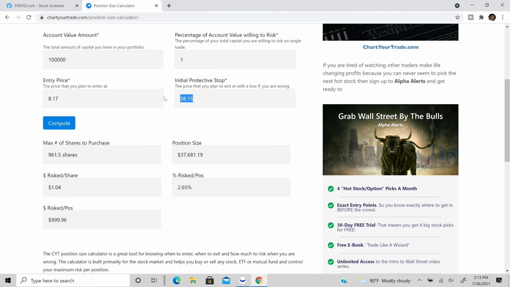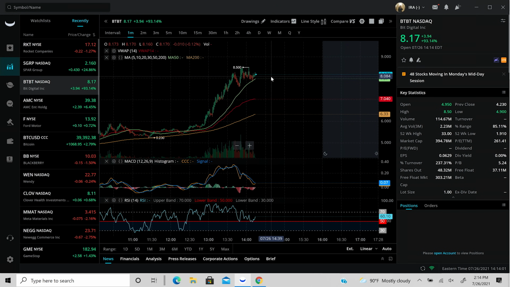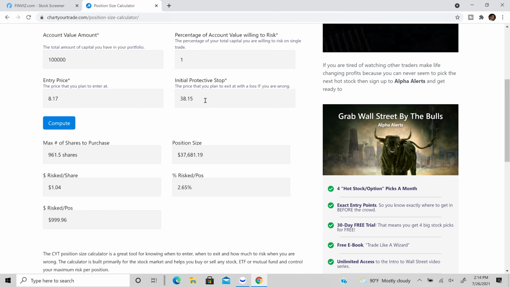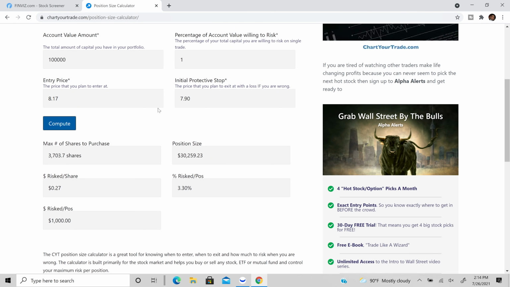Where do we want the price to stop? Meaning, you have to come in with a predetermined exit strategy. So if we look at this chart here, I'm going to exit my position or set my stop loss maybe at or about $7.90. Set our stop loss here at $7.90. And then we compute. And by computing, we then get everything we need to know.